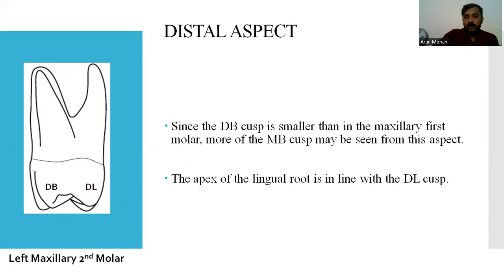Distal aspect: since the distobuccal cusp is smaller than in the maxillary first molar, more of the mesiobuccal cusp will be seen from this aspect. So that is the major difference in the distal aspect. You will see more of the mesiobuccal cusp from the distal aspect. The distal cusp is smaller, and the apex of the lingual root is in line with the distolingual cusp, as we saw from the lingual aspect.